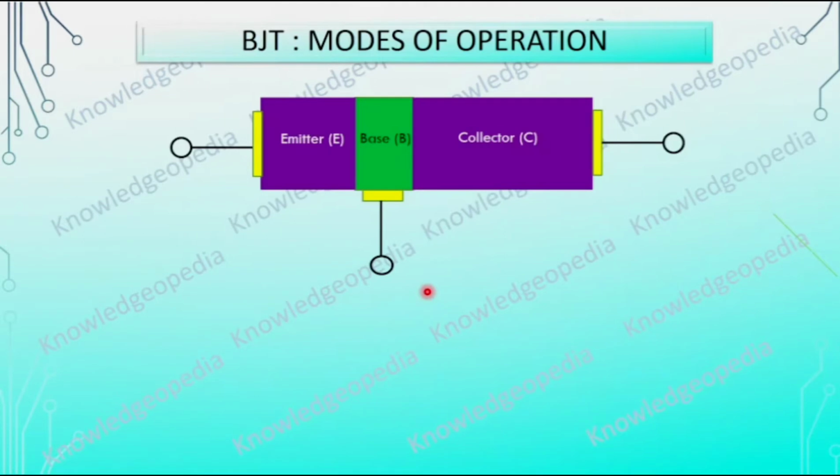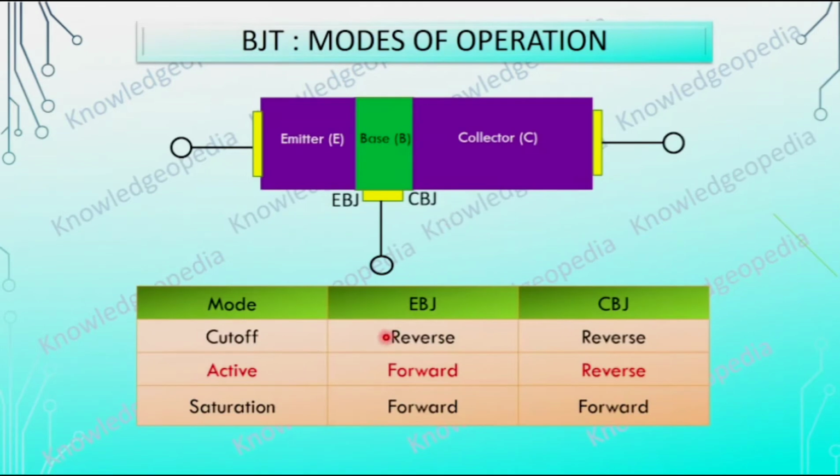For a BJT, there are different modes of operation. Here this is the emitter base junction and this junction is known as the collector base junction. So what is the bias applied over the EBJ, that is the emitter base junction, and the collector base junction? Depending on that, there are different modes of operation.